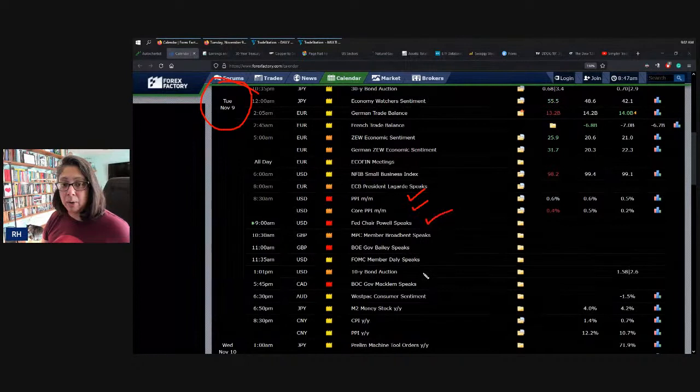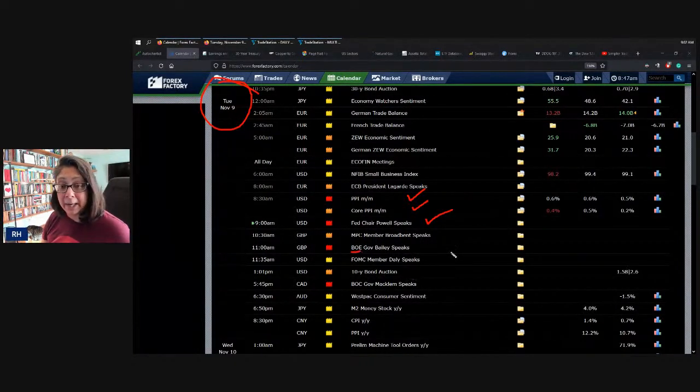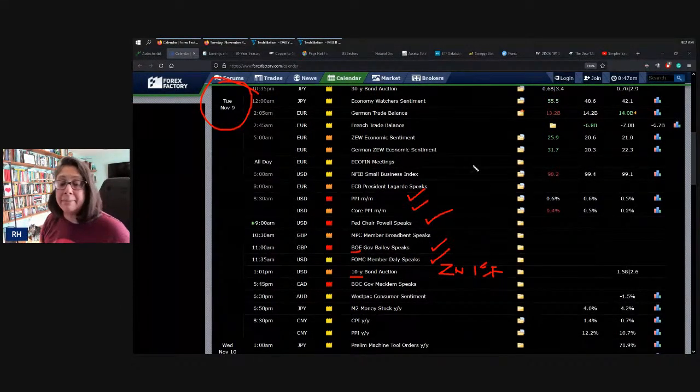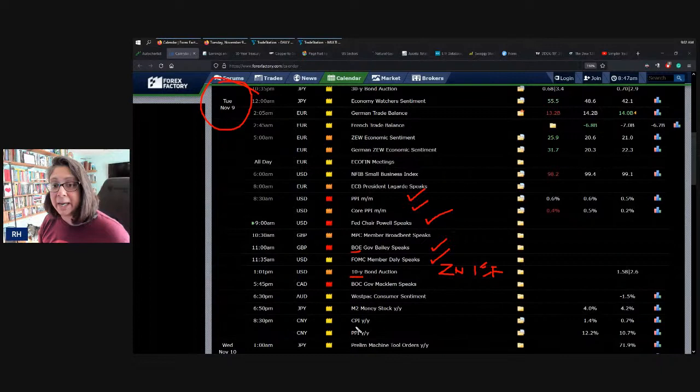PPI, Powell. If you're playing pound and the EWU like I am, Bank of England events, FOMC member daily, 10-year bond auction heads up for the ZN and the IEF, right? So I love this calendar. It's the one that I've used. Forex Factory has been around for a long time. If you're a Forex trader, you know how helpful this calendar is.